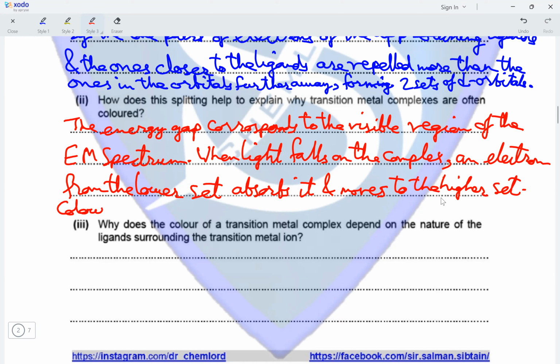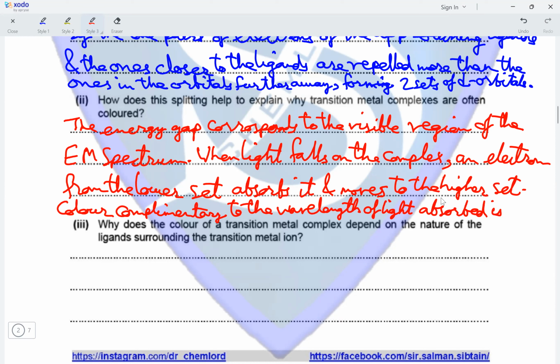The color complementary to the wavelength of light absorbed is observed. And that is how orbital splitting helps to explain why transition metal complexes are often colored.